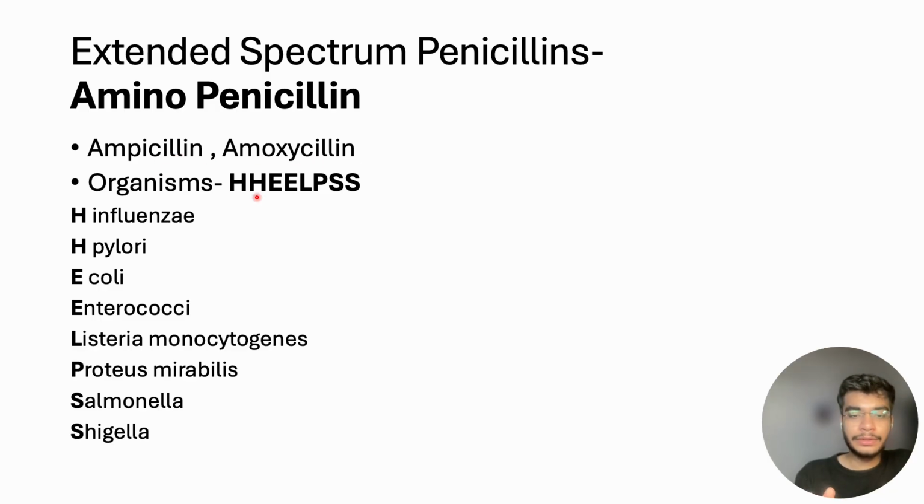In what organisms do we give these drugs? We can remember it by the mnemonic HELPS: double H, double E, L, P, S, S. First is Haemophilus influenzae, second is H. pylori, E. coli, Enterococci, Listeria monocytogenes, Proteus mirabilis, Salmonella, and Shigella.